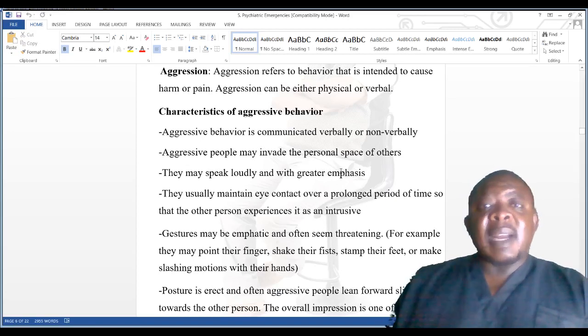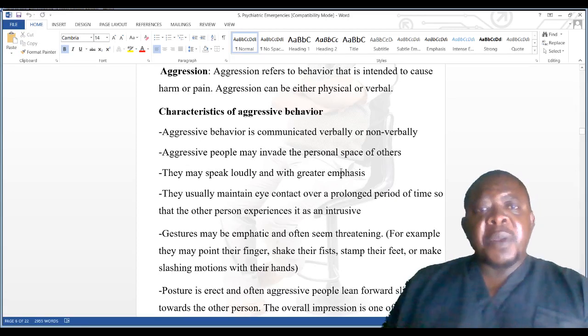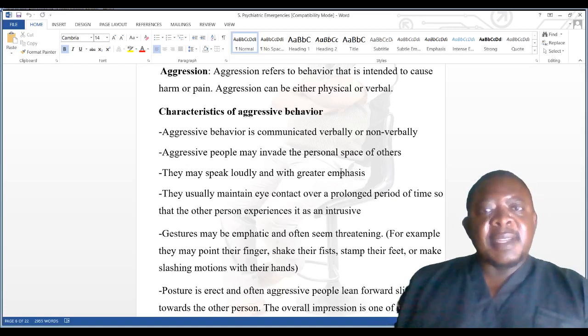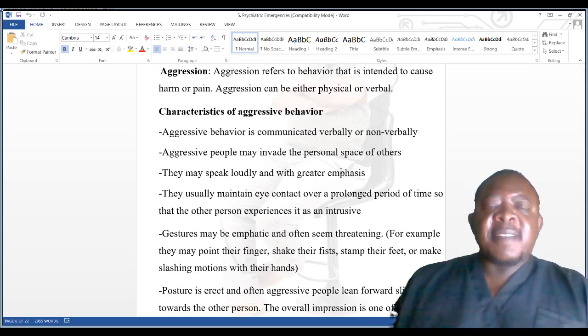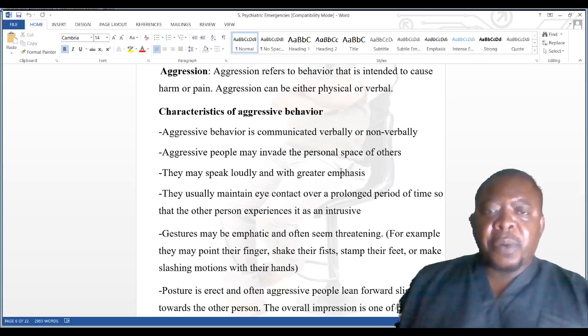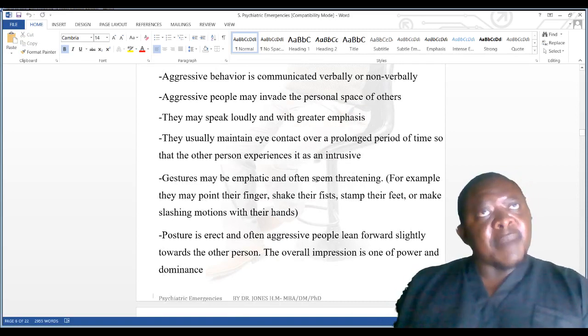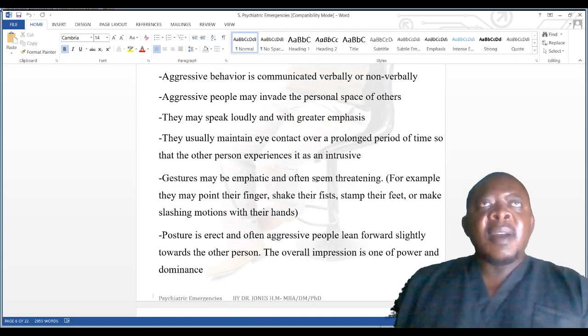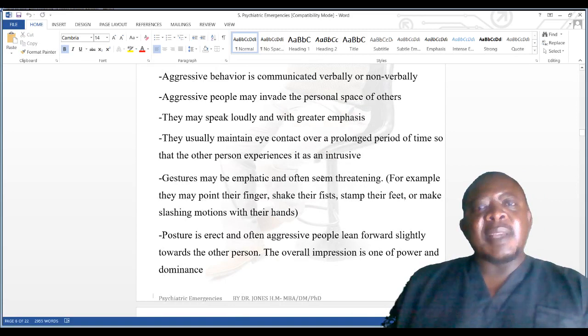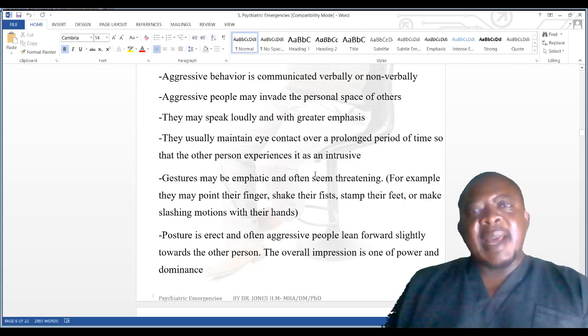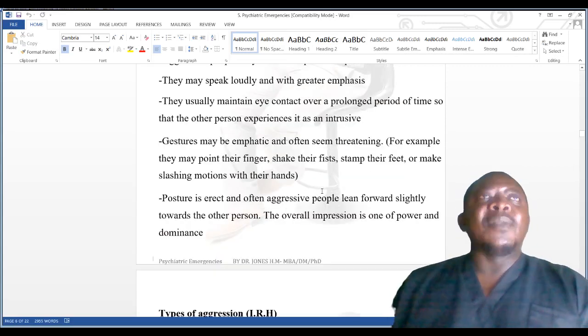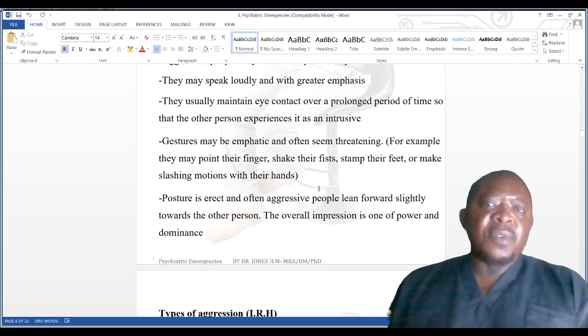Eye contact is maintained over a prolonged period of time, so that the other person may look the other way or perceive it as intrusiveness. Gestures are emphatic: a fist, or trying to poke the other person's face. Posture is erect, like a dog that is about to fight another dog, with an erect tail as a sign of aggression. Of course, even though I give the example of dogs, I like dogs so much. Erecting the tail does not most of the time imply aggression, but I just use that for purposes of illustration.